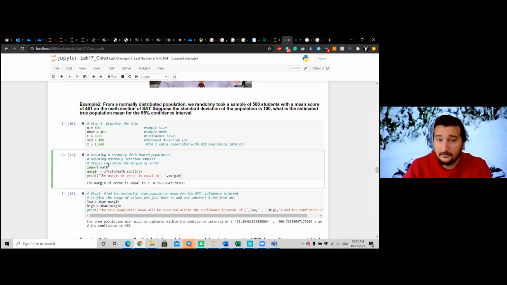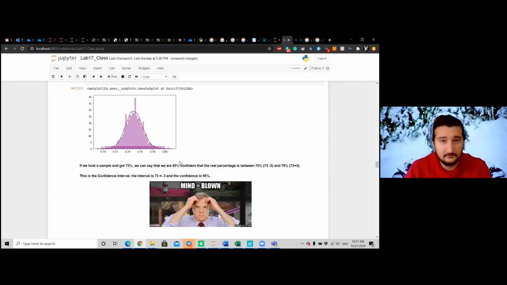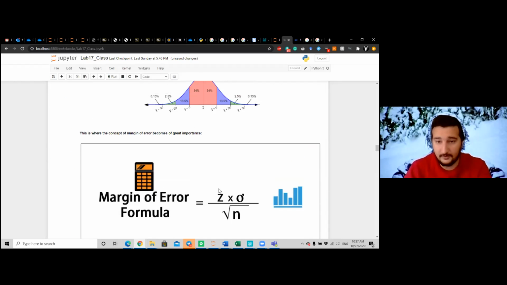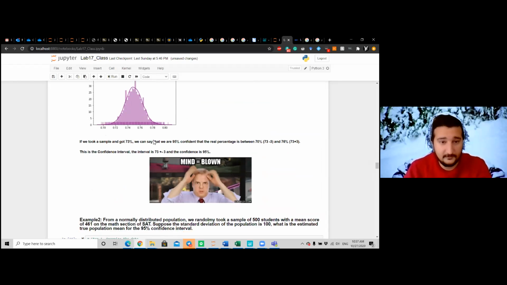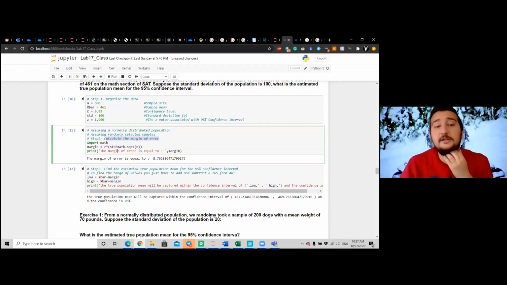In step 2, we are going to calculate our MOE, or margin of error. How? Using this formula. We already have our Z from Google or from the table. We have our sigma, the question gave us that. And then our sample size. So here, I calculate my margin of error. I'm actually importing math because I'm going to use the sqrt function. And then if I run that, I will get my margin of error to be equal to 8.76.